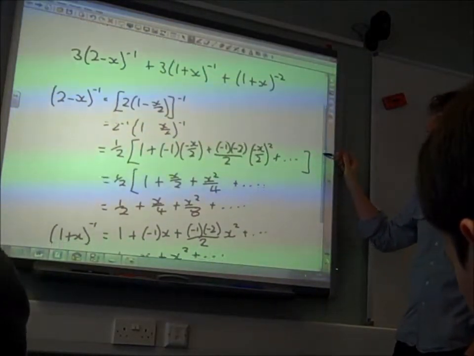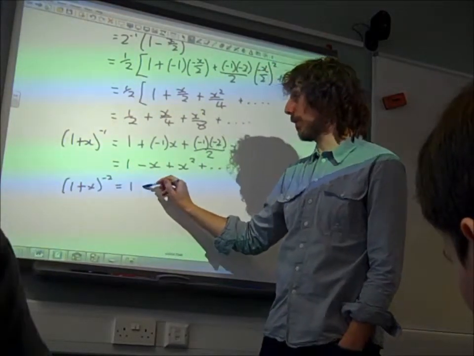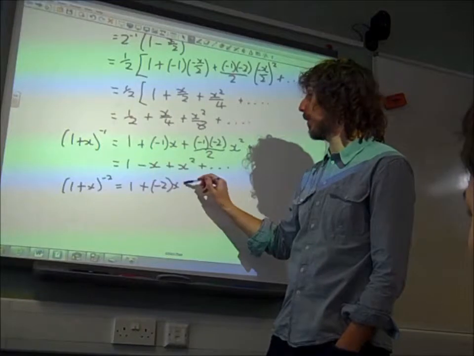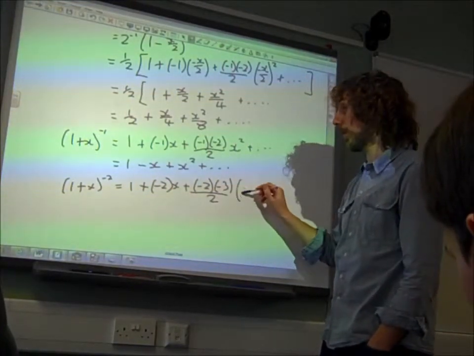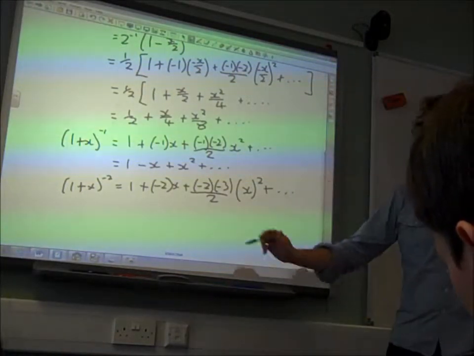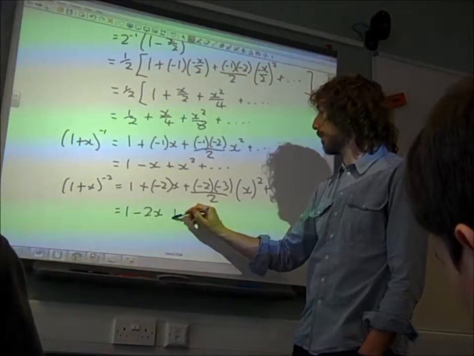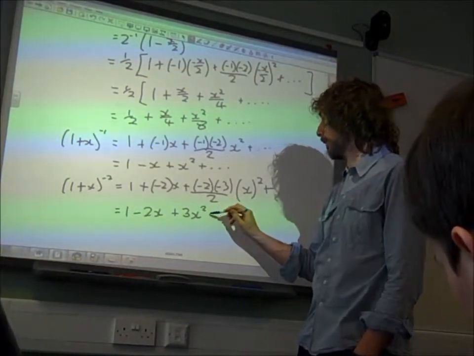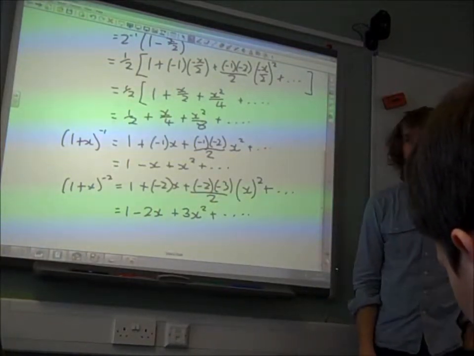So we've got 1 plus x to the minus 2, which is 1 plus n times x plus n times n minus 1 over 2 times x squared, and so on, which is 1 minus 2x plus 3x squared. And then we carry on. Well, this is going well.